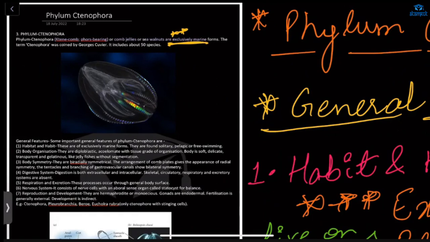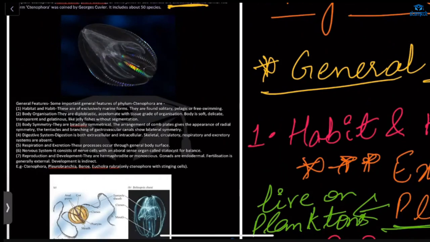The term Ctenophora was coined by George Cuvier. Not at all important, never has been asked. It includes about 50 species. So it is a very small phylum. Okay, sirf 50 species hi hai. Next is what? Their features.